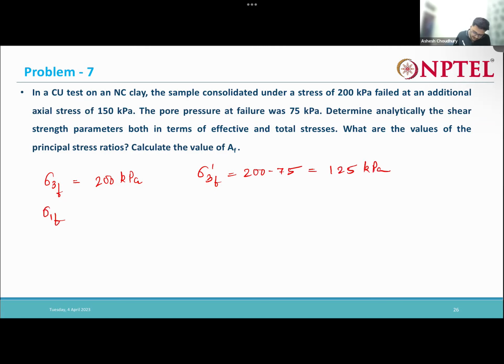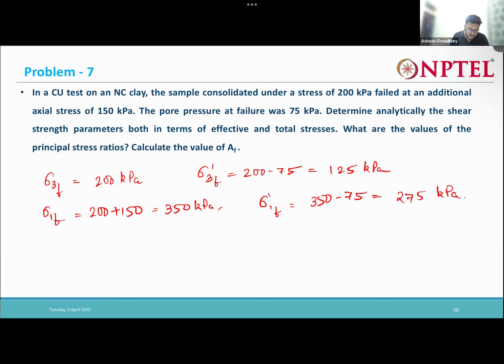What is sigma 1 at failure? Very easy. 200 plus 150, it is 350 kPa. And sigma 1 dash at failure will be 350 minus 75. That will be 275.